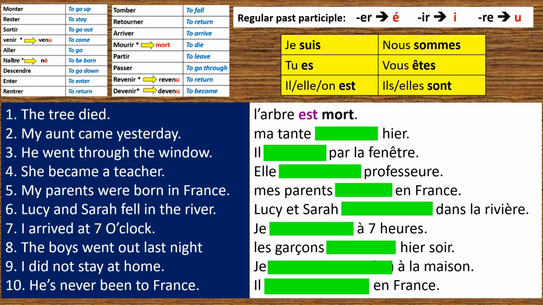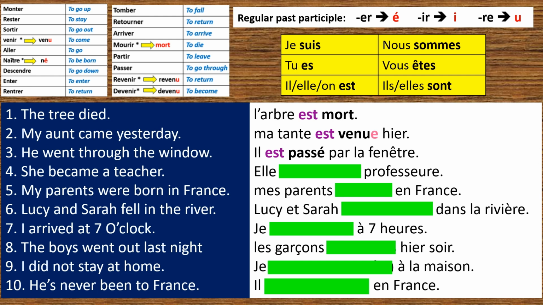Numéro 2. My aunt came yesterday. "Ma tante est venue hier." Extra E because of course ma tante is feminine. Numéro 3. He went through the window. "Il est passé par la fenêtre." She became a teacher.